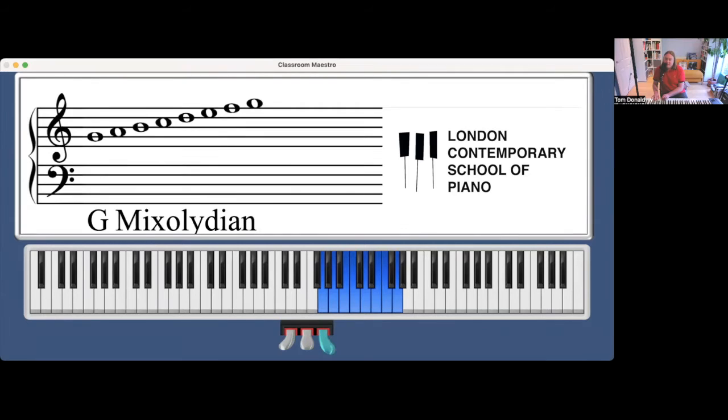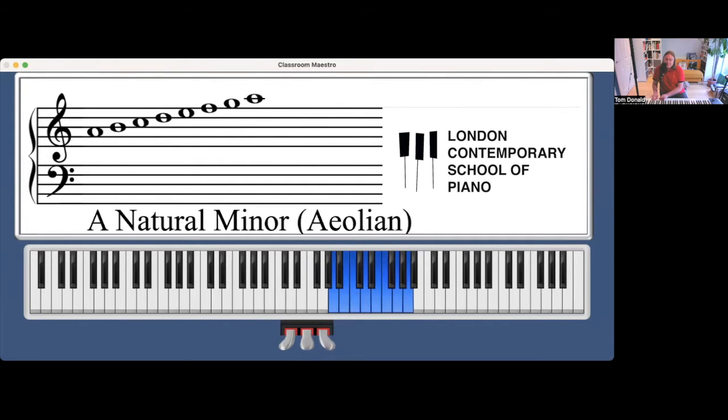So now we go to the sixth note of the scale, which is often referred to as the natural minor, but you can also call it an Aeolian mode. It's actually the relative minor of C major. All of these modes are related to C major when you see it from the perspective of a piano.